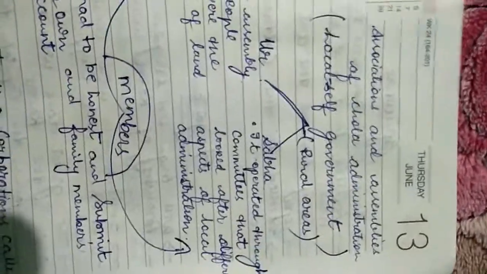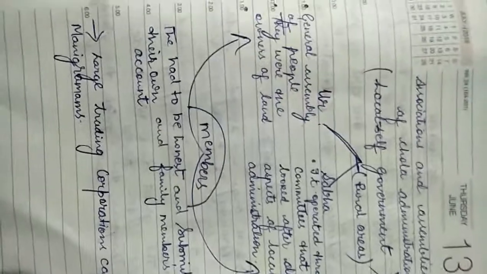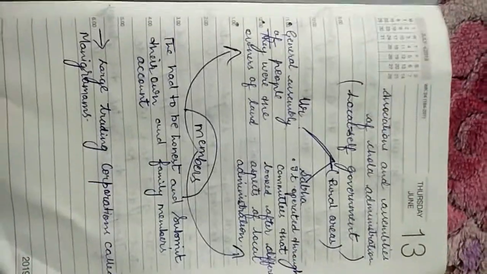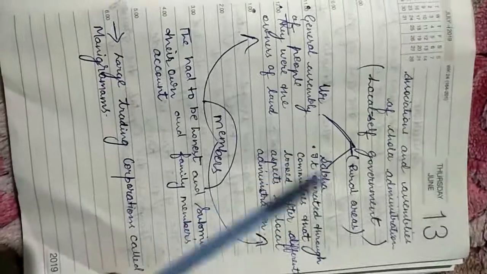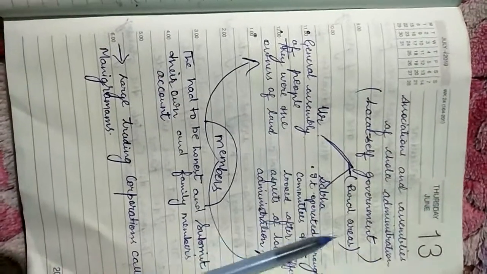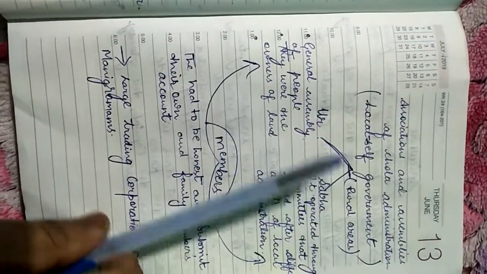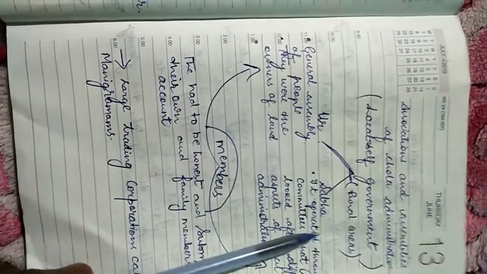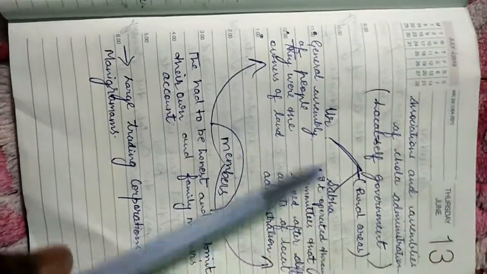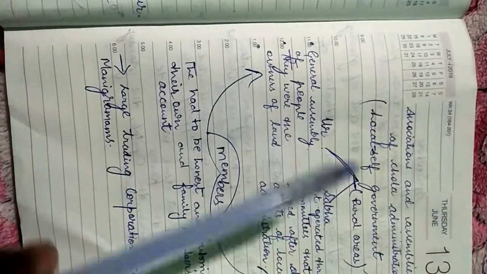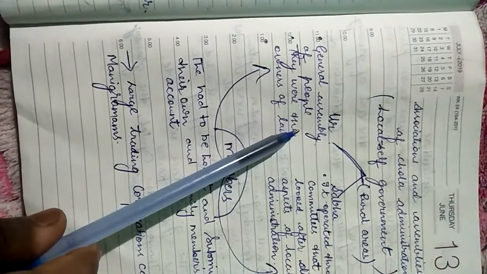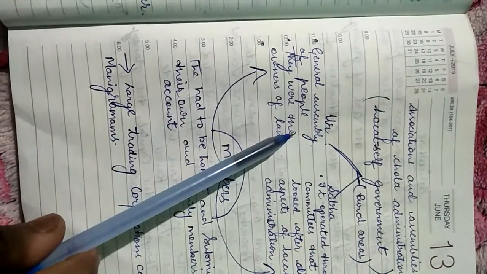Now we talk about the associations and assemblies of the Chola administration. The associations or assemblies were the most important part of the Chola administration. They performed the role of local self-government. In rural areas, these assemblies are divided into Ur and Sabha. These two are the important assemblies involved in local government in rural areas.